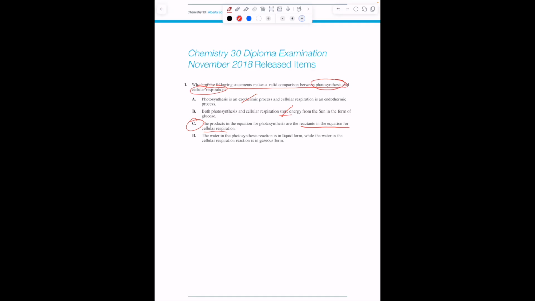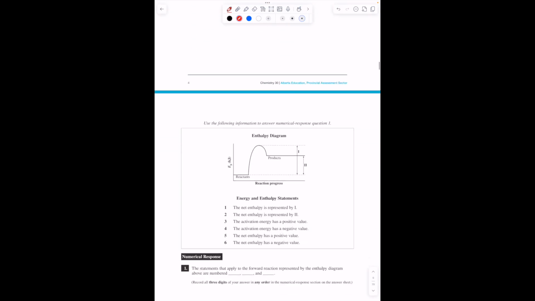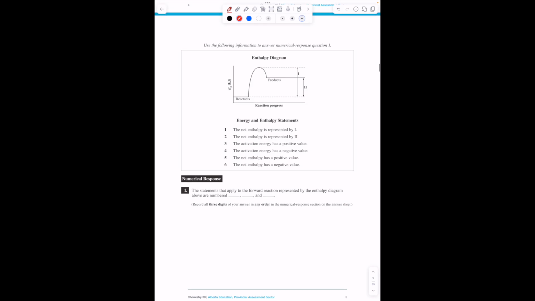The water in photosynthesis is liquid, true, while water in cellular respiration is gas. That is false. In a living thing, both are liquid. You don't want water coming off as a gas in your cells because that means your cells would be at 100 degrees Celsius or higher. That would be bad. Okay, question number 1, C. Moving on to the next one.